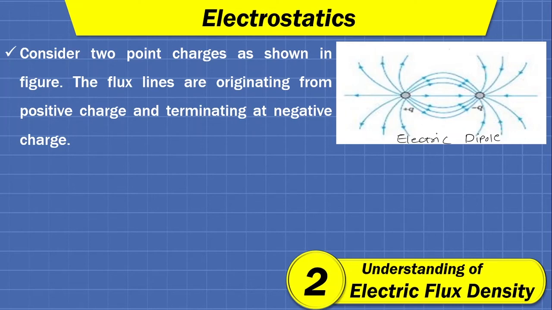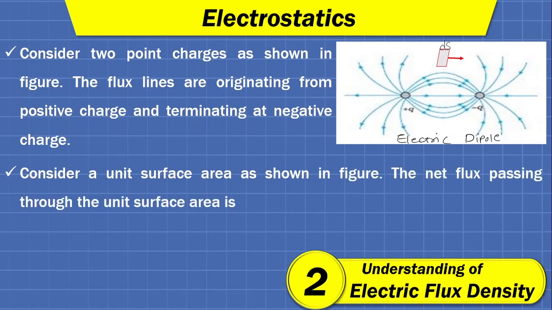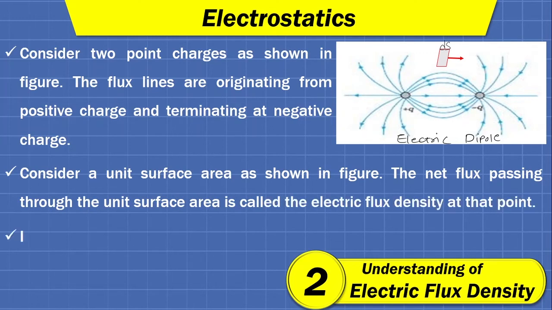Now let us imagine a small surface ds. Here, as you can see, a small surface ds is there with a direction normal to the span of this surface. So considering a unit surface area as shown in the figure, the net flux passing through the unit surface area is called the electric flux density at that point.